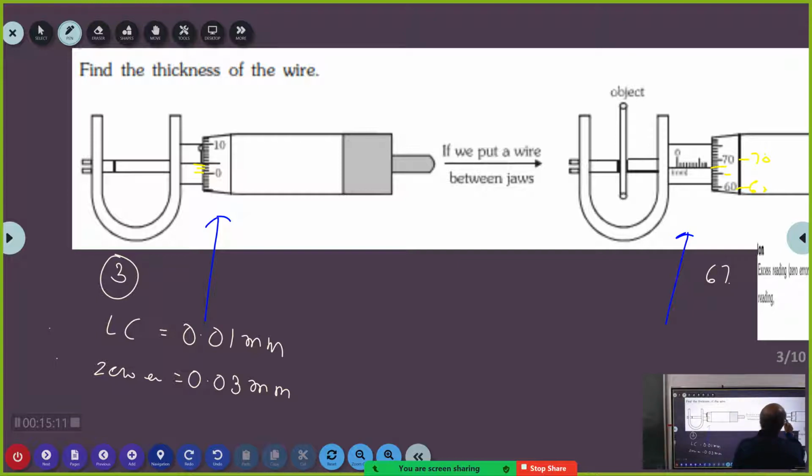And what is the main scale reading here? This is 0, right? And the main scale, I told you, will also be in millimeters, right? So 10, 11, 12, 13 millimeters. 13 millimeters. And the coinciding division is 67. Right. So what is the thickness of the wire? Are you determined? Yes, sir. Tell now.